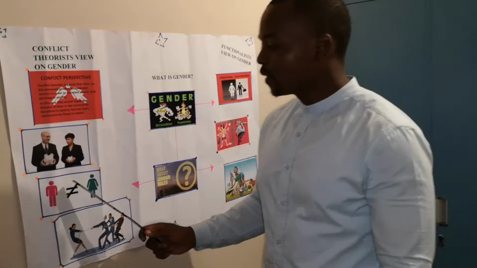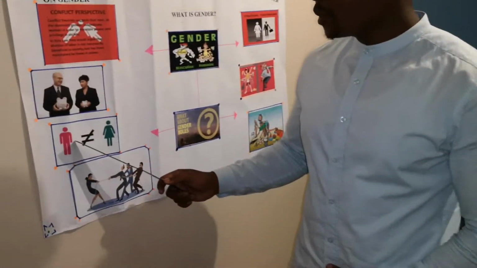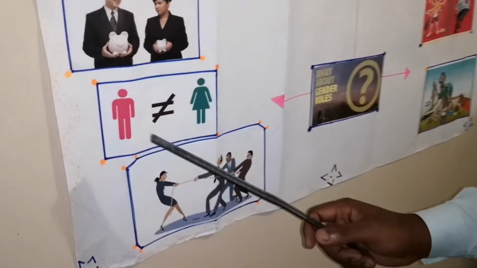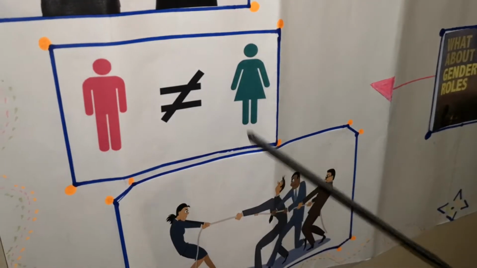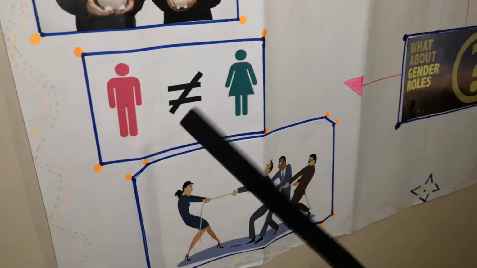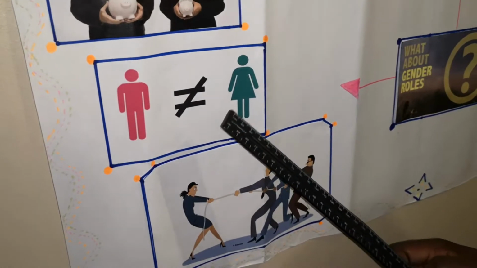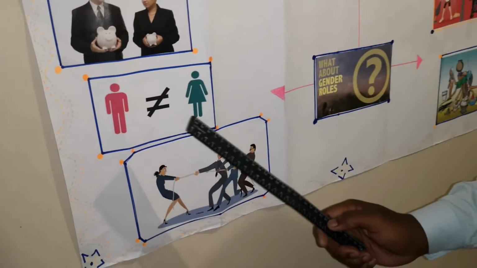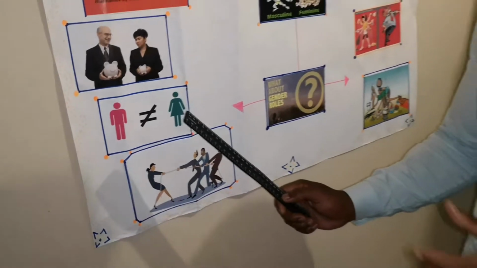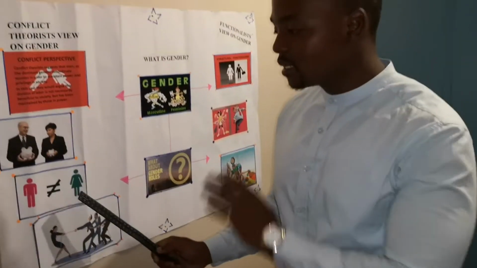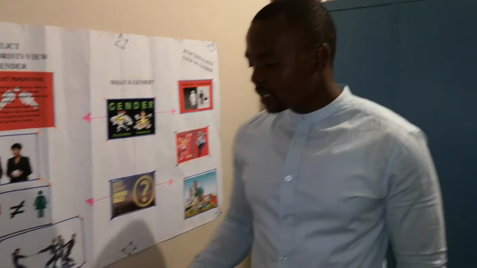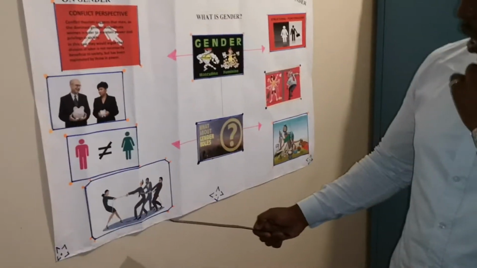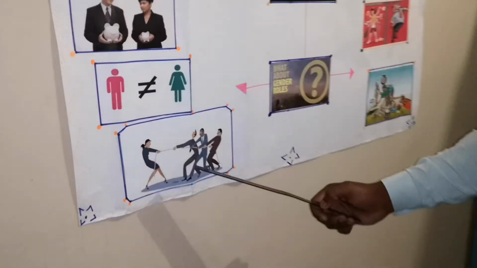Then looking at the second picture, we can see that there are different genders or different sex, but we can see that there's a cancellation of the equal sign, which shows that according to conflict theorists, gender roles do not work. It doesn't cater for both genders.